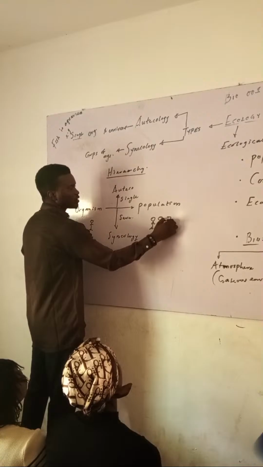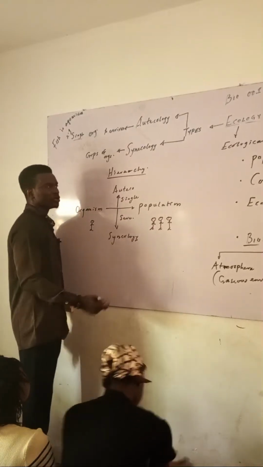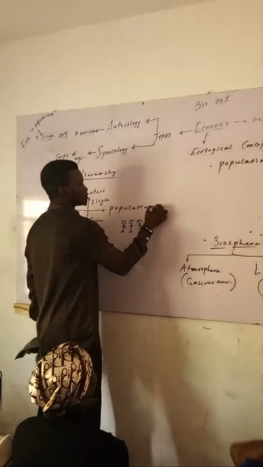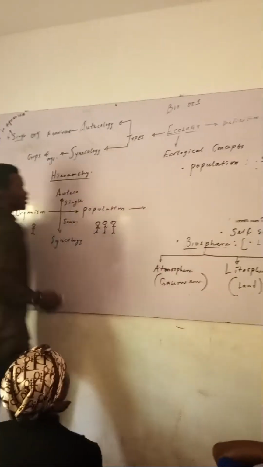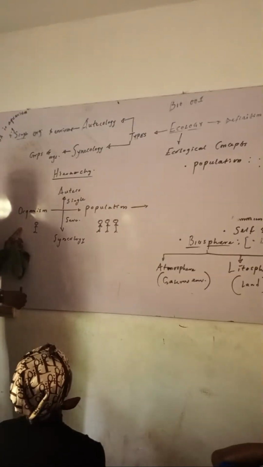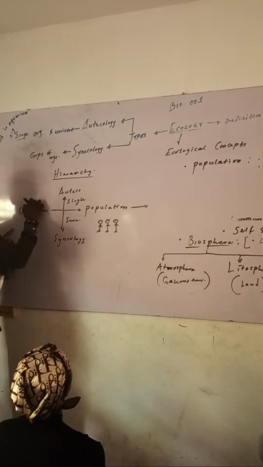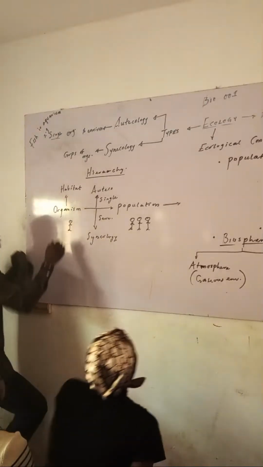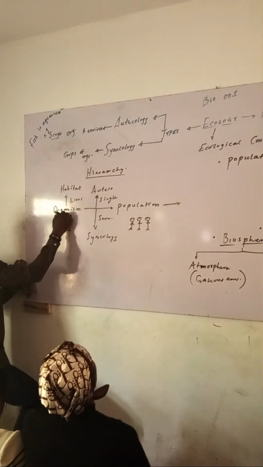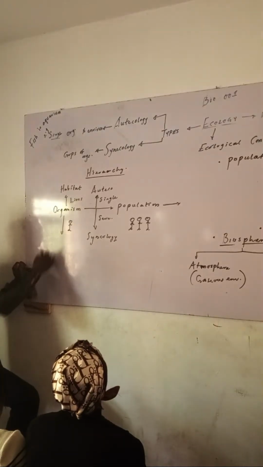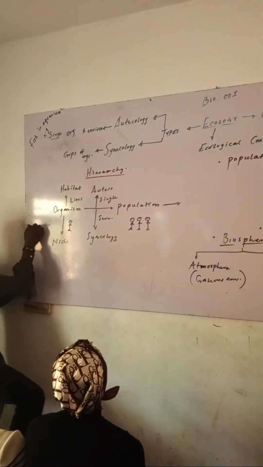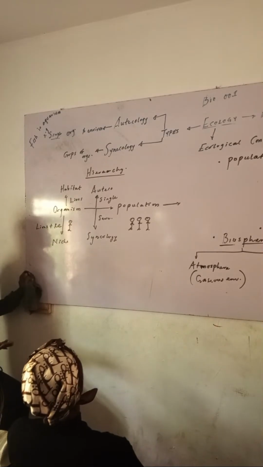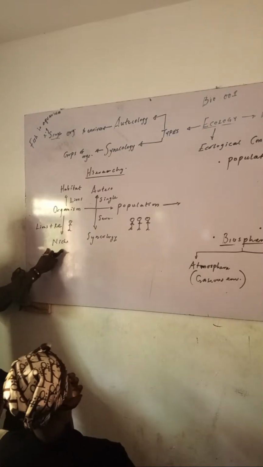So populations are of the same species. Are you following? Then when you leave population, you go to where? Community. This same individual organism has where it lives. And this place where the organism lives, we call it the habitat, right? That's where it lives. Then what it does, we call it the niche. So where it lives plus its role, we call it the niche.